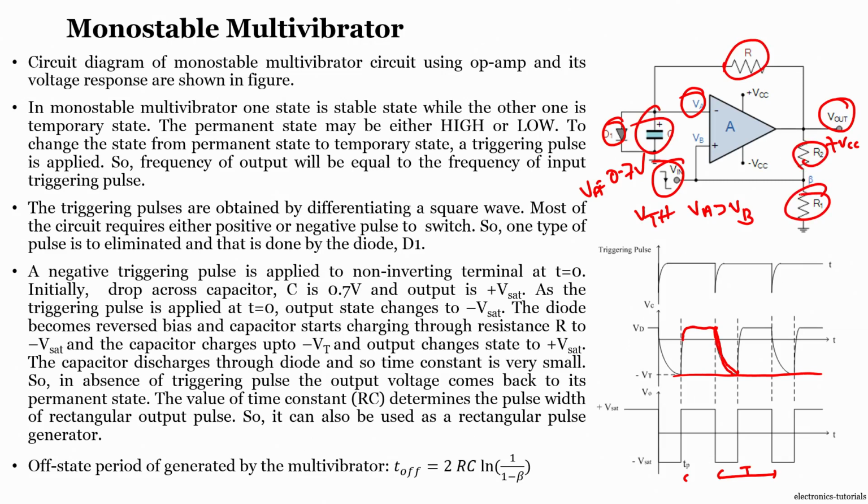But in order to get our negative pulse, the only thing is we have to provide one triggering input. That is the reason it is called a monostable multivibrator. The pulse duration entirely depends upon this equation. The period depends upon 2RC log 1 by 1 minus beta, where beta is R1 by R1 plus R2, right. That is what we have seen even in our previous sessions.